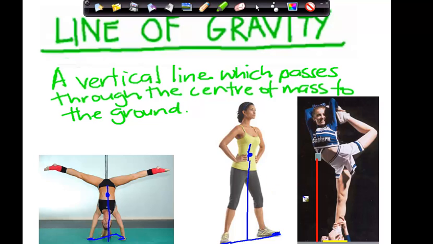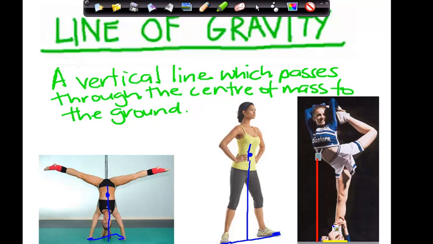As you can see on the far right here, we've got a cheerleader. Her line of gravity falls outside her base of support. As you can see down here in the yellow, that's her base of support, and her line of gravity falls outside it. So this lady here is seen as less stable than the other two pictures, because she's only got one thing on the ground, which is her foot.